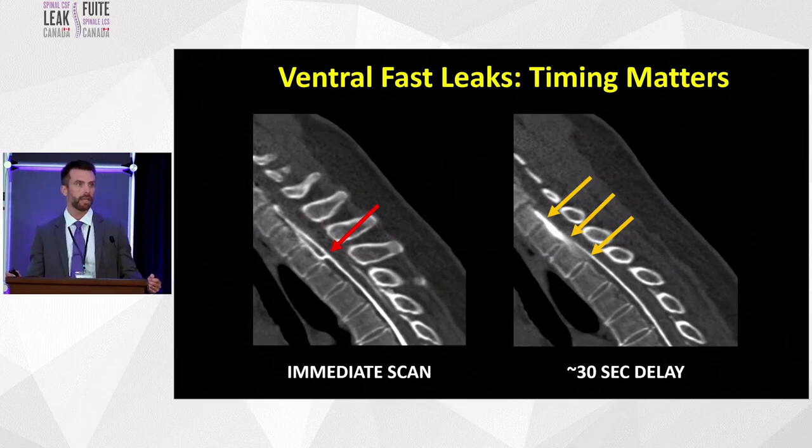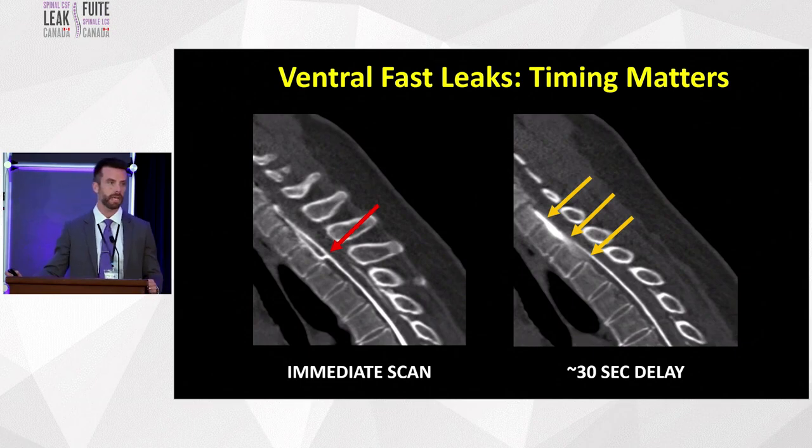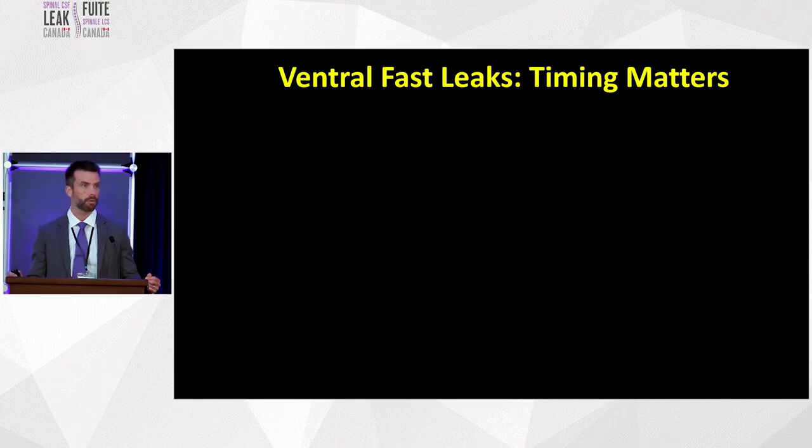The timing is perhaps most important for a ventral tear more than any other leak in my opinion. Here's an example of a patient on their immediate scan after injection. We see this beautiful extravasation of contrast right there, but on a 30-second delay, there's diffusion of contrast throughout the epidural space, which is a less precise point to tell our surgeon where they need to operate, right?